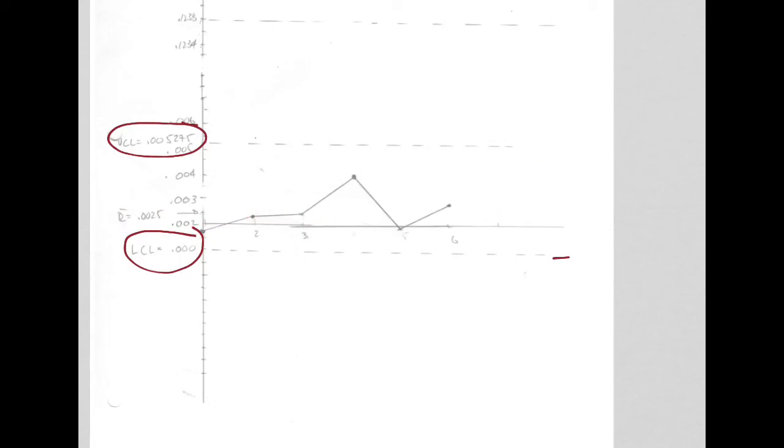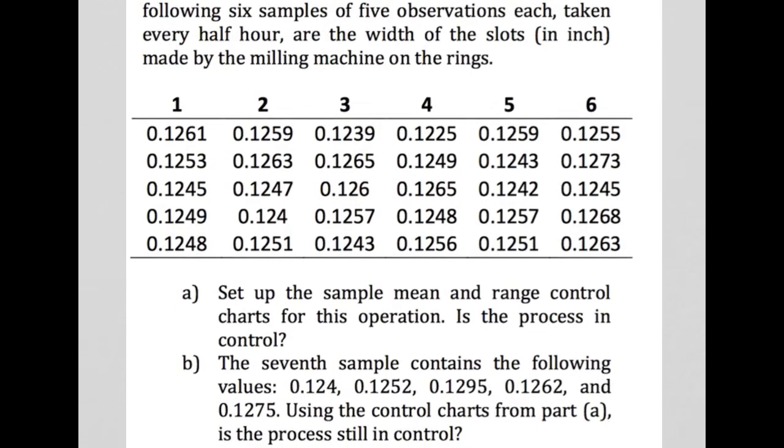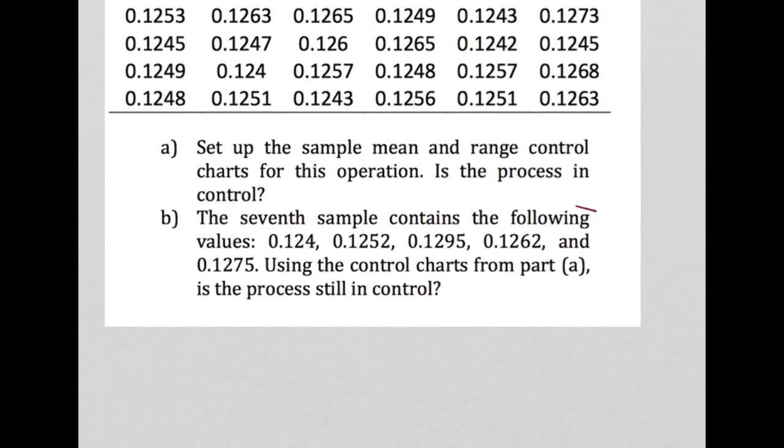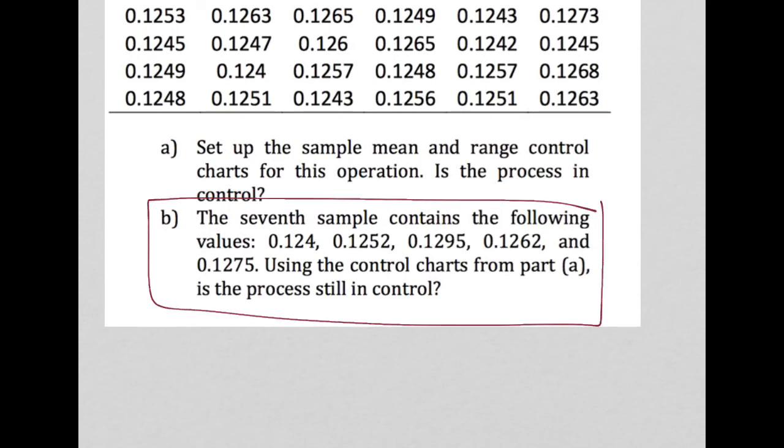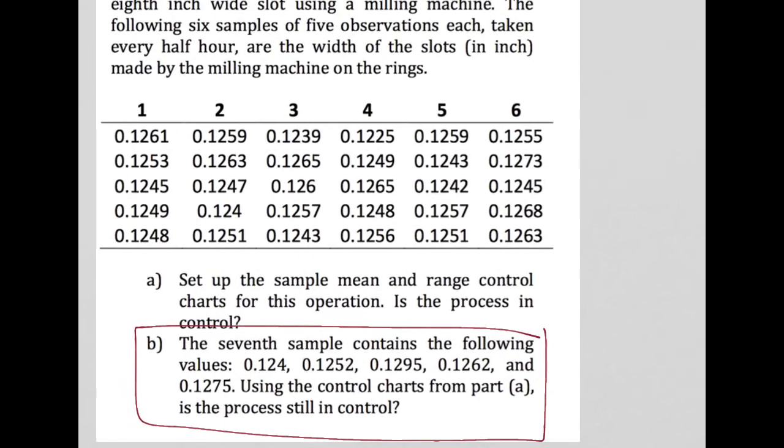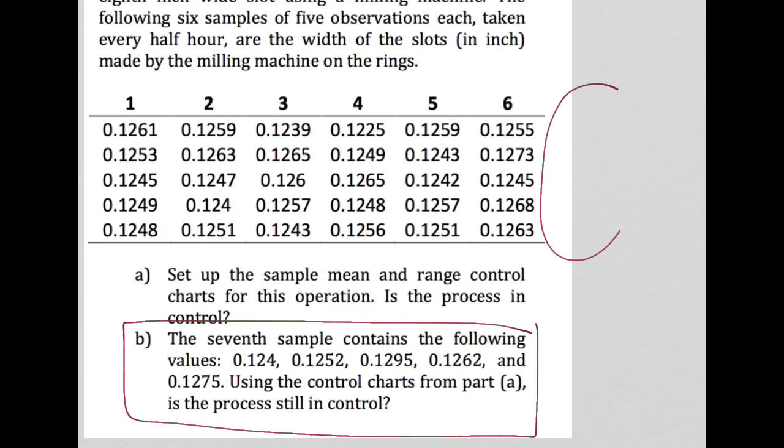I'll just clear that off. There's one more question. I'll go back here to the problem. And the problem said B. So let's take a look at this. There's one more part to it. The seventh sample contains the following values. So they give you another 5 values here. Using the control charts that we just plotted, is the process still in control? So given these data, it's almost like having a 7th sample here.